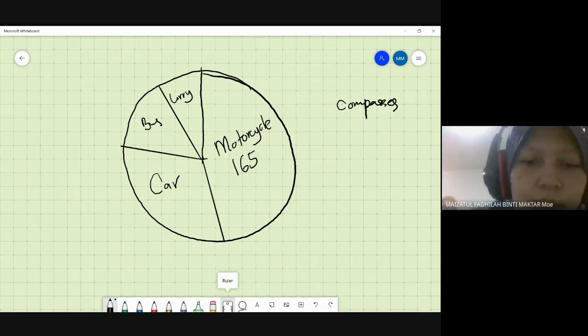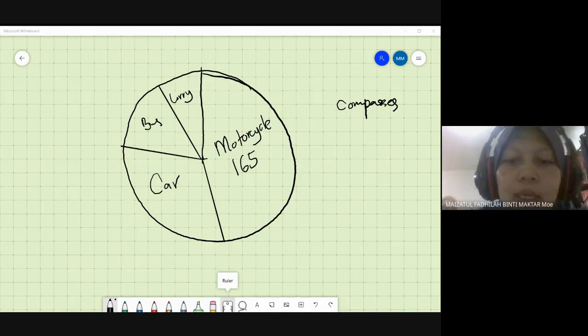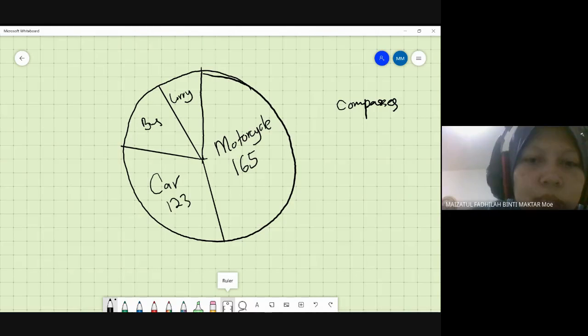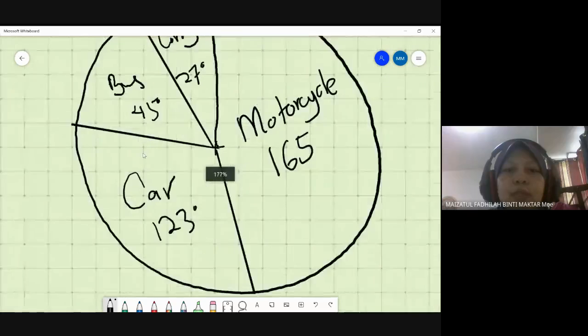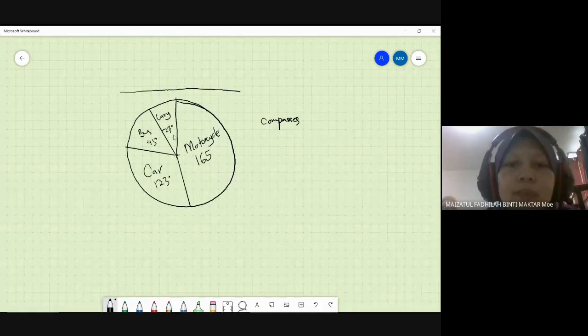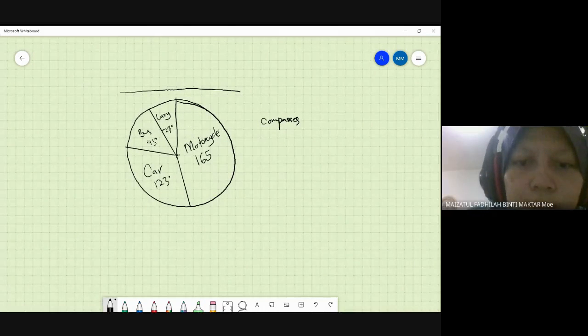Then write down, and make sure you write down the value of the angle of the sector. Do not write down the frequency. 1, 2, 3, 45 and 27. Then don't forget to write down the title of the chart. For this one, it is very important, so you must be careful, or you might miss a digit.